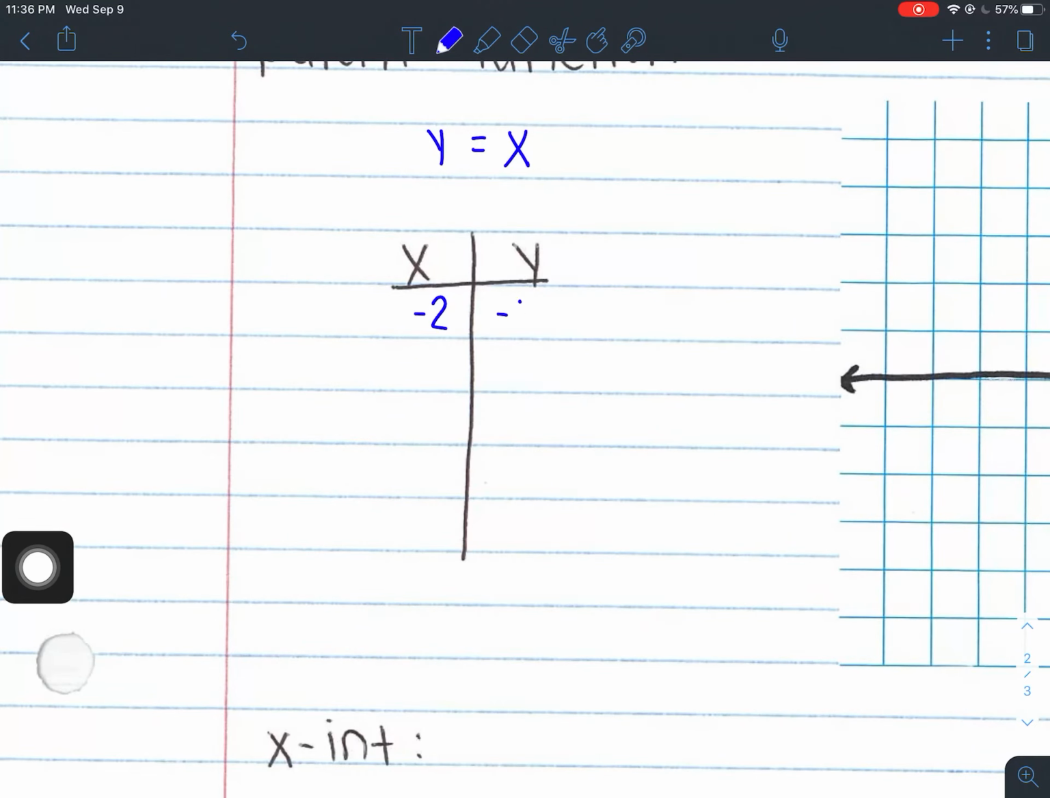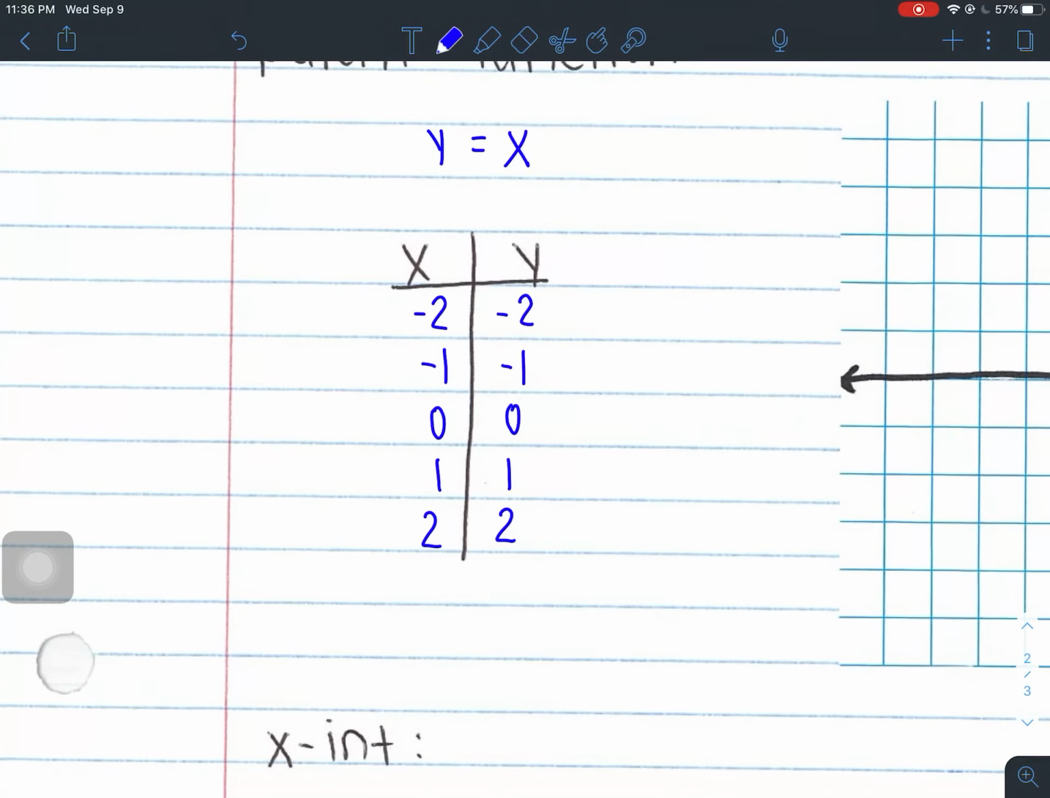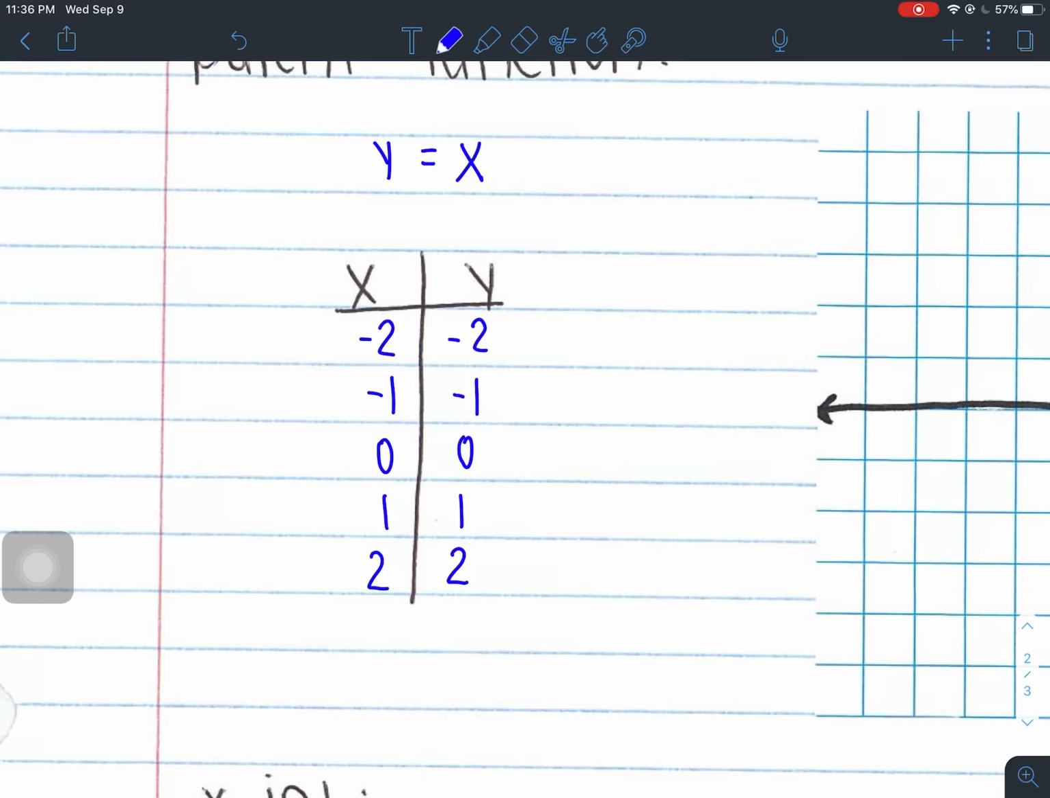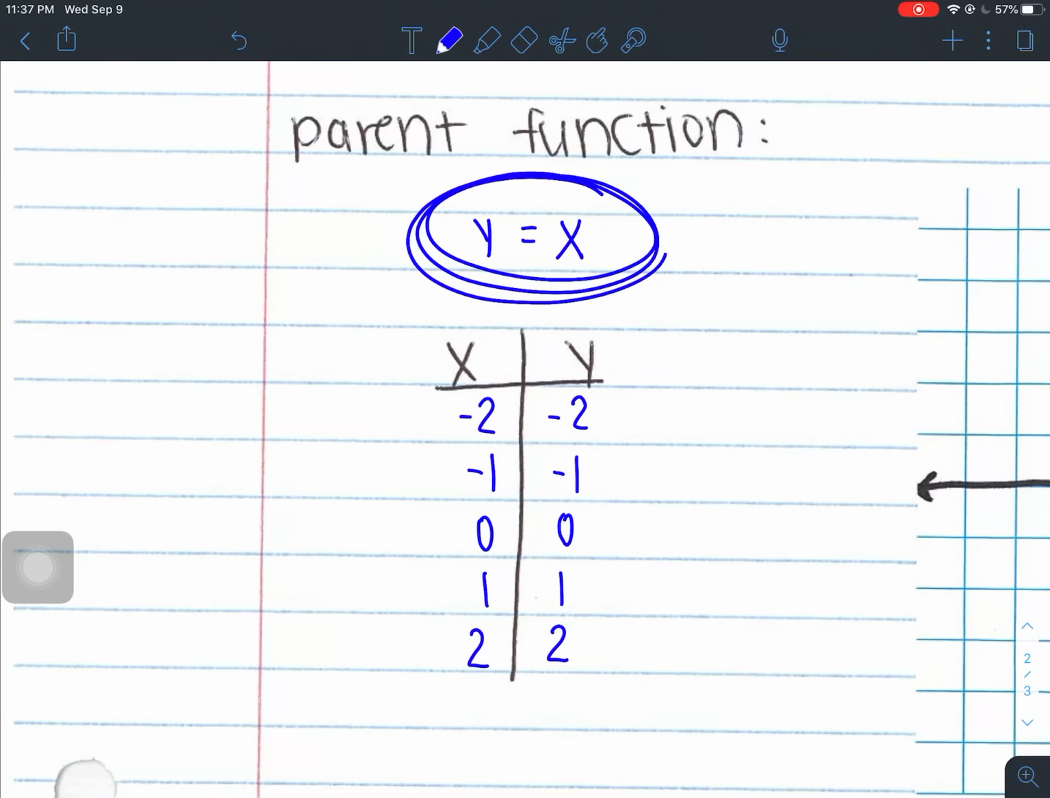So I have -2, -2; -1, -1; 0, 0; 1, 1; 2, 2. Now, again, that's the same exact table that we have in Desmos. But what's weird about this? So what do you notice? Well, if you look at the x column and the y column, they're exactly the same as each other. Okay? They're exactly the same. Well, why is that? Well, your function says y equals x. So anything that x is, y is also going to be the same thing. So if x is 3, y is 3. If x is -5, y is -5.